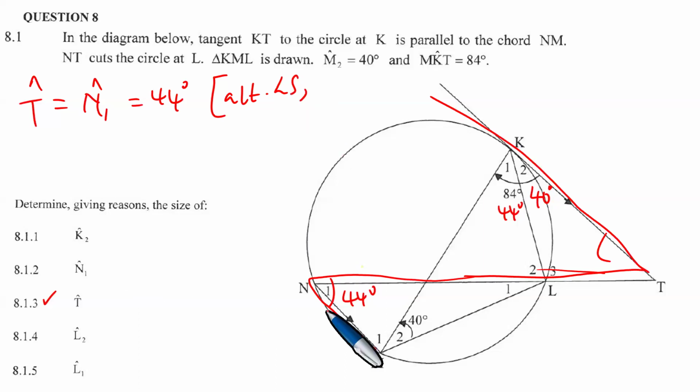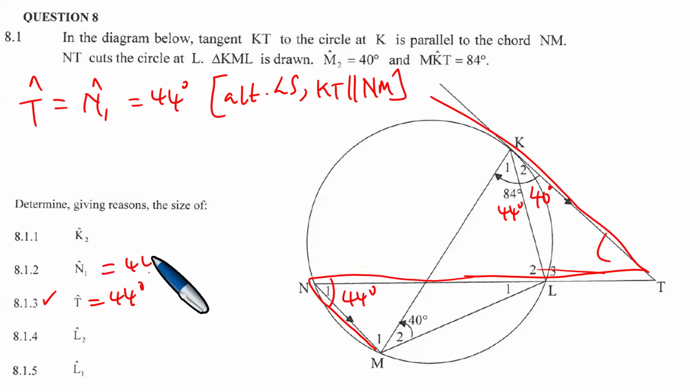What are the parallel lines? The parallel lines are exactly KT parallel to NM. 44 degrees, just 44 all the time. Just look at these questions and look at the examiners. The K2 is actually 40 degrees.